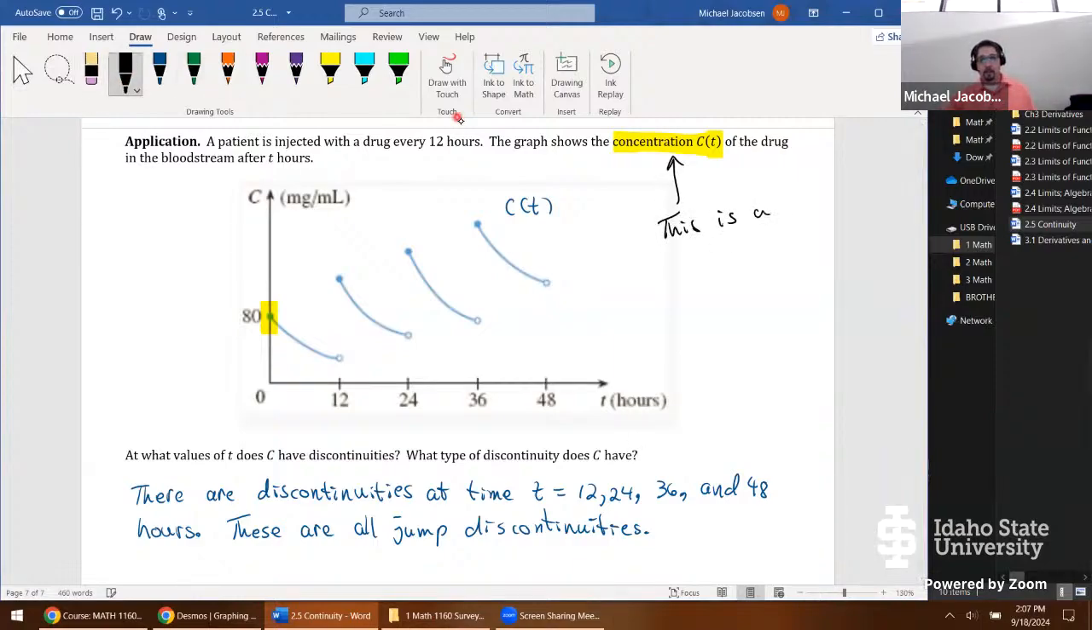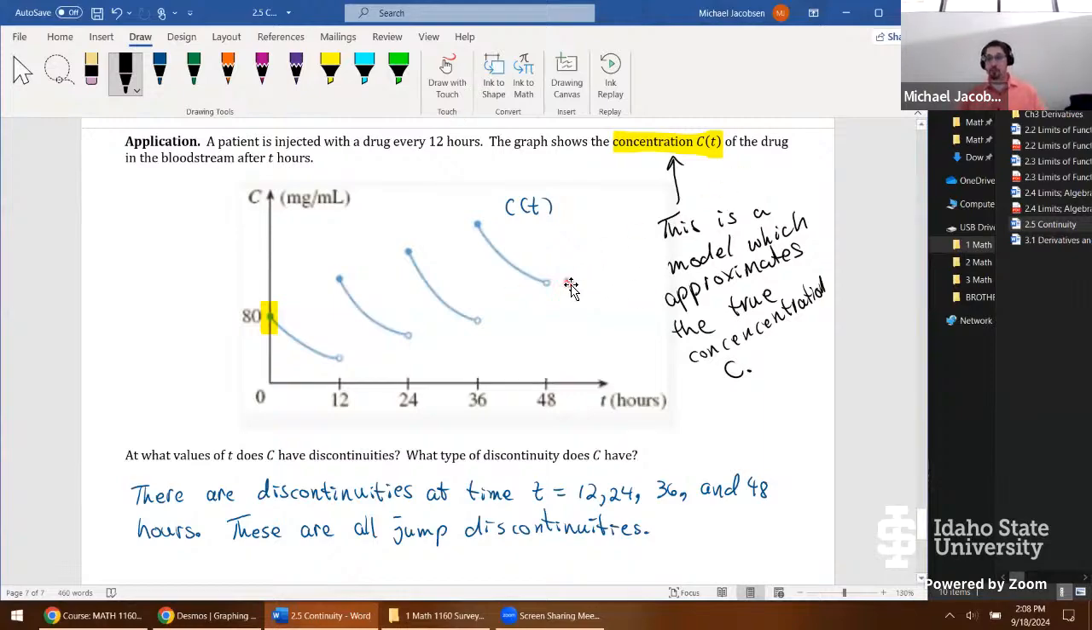this is a model which approximates the true concentration C. Now we'll look at other related models as we go through the course, particularly in chapter 3. We'll see how we can better model this kind of situation with pharmacokinetics. But this was our last topic we had to take care of after Monday's class on continuity.